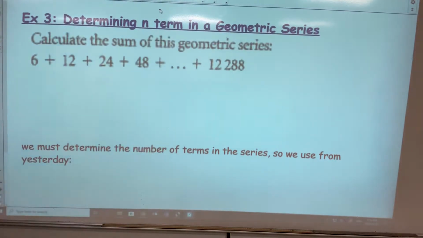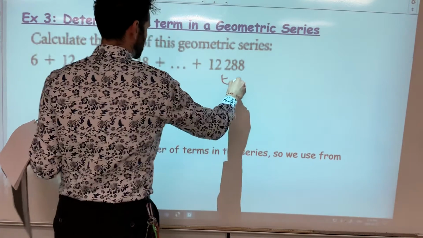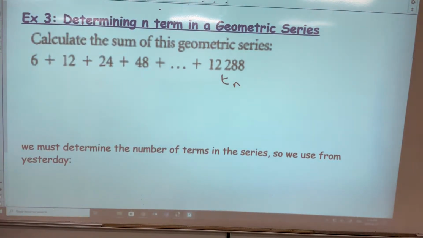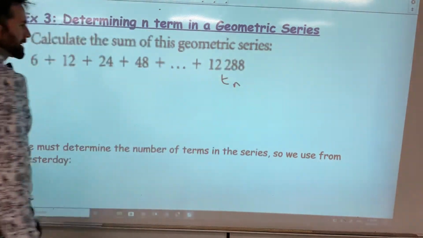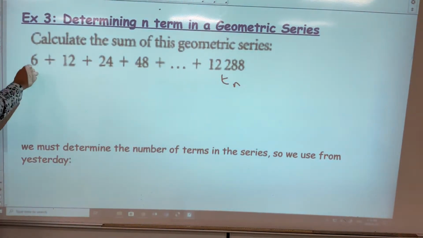Okay, so yeah, we're determining the nth term in a geometric series. It says calculate the sum. So I should have said calculating maybe the sum. I think what I meant was you have the nth term. You don't know how many terms you have, but you know that that's the last one. How do I know that's the last one? Because it just ends. There's no more dot dot dot. So that's the last one, and this is the first one, and the second one, and so on and so forth. And we want to know the sum.